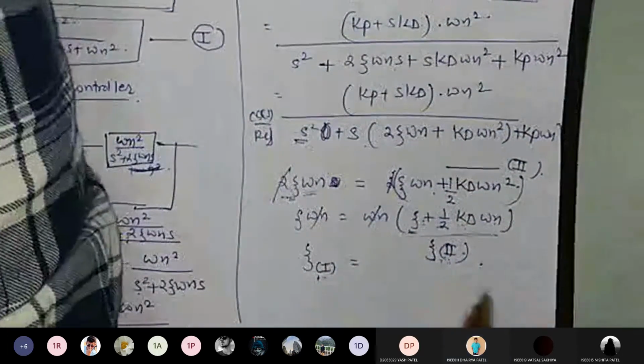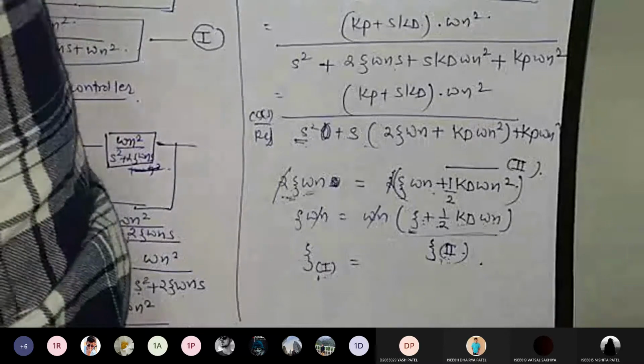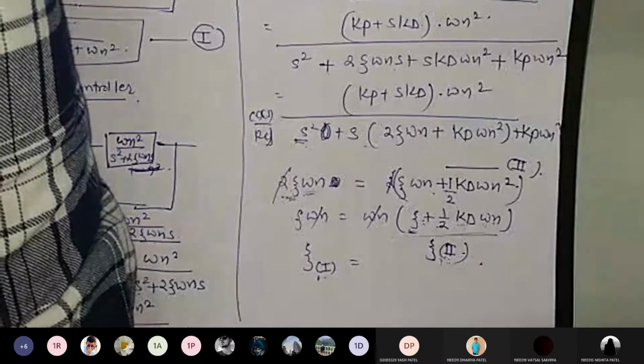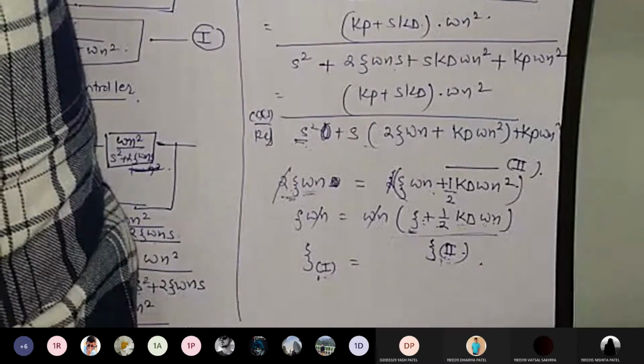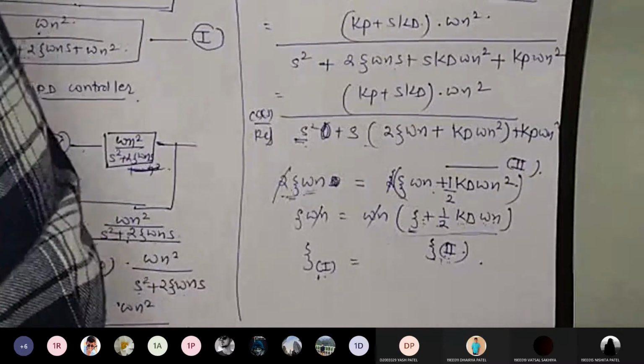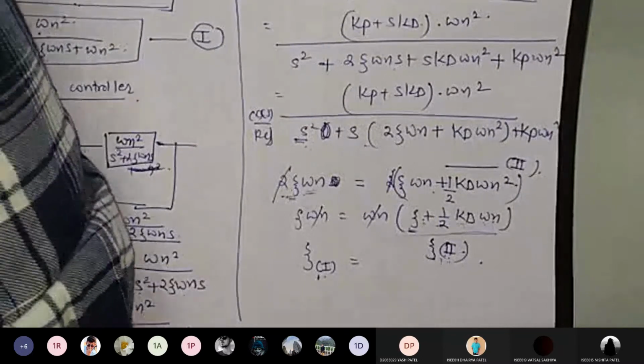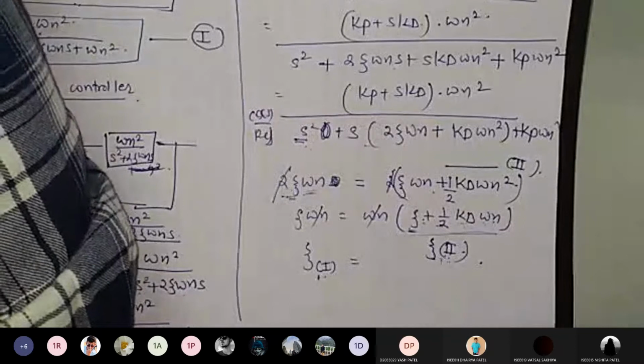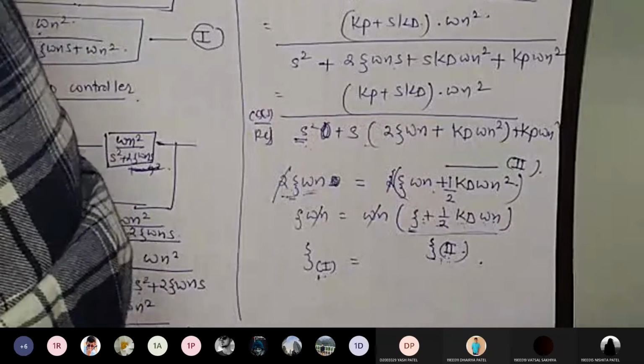What does that mean? Your zeta is increased. If you are using a PD controller, your zeta is increased. What does that mean? If your zeta is increased, what is the definition of zeta? It is the capability of the system to oppose the oscillation.